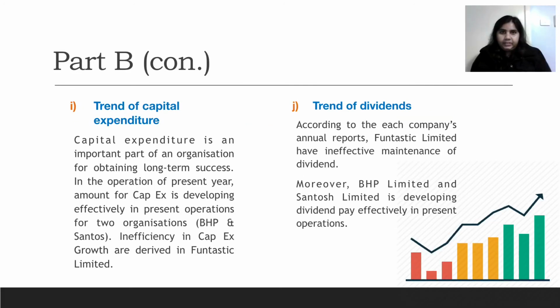Let's talk about the trend of capital expenditure. Considering the operation of the present year, the amount of capital expenditure is developing effectively in BHP Limited and Santos Limited, while inefficient capital expenditure growth is derived in Fantastic Limited. When focusing on the trend of dividends, according to the annual reports of each company, Fantastic Limited has ineffective maintenance of dividends, while BHP Limited and Santos Limited are developing dividend payments effectively in present operations.